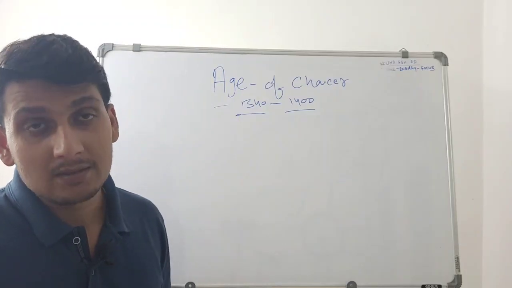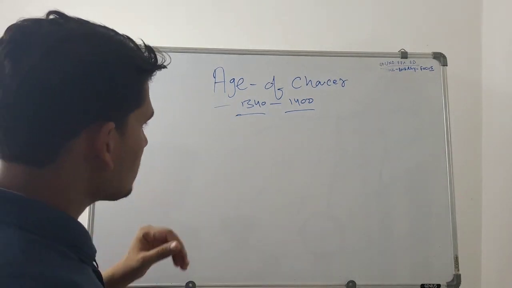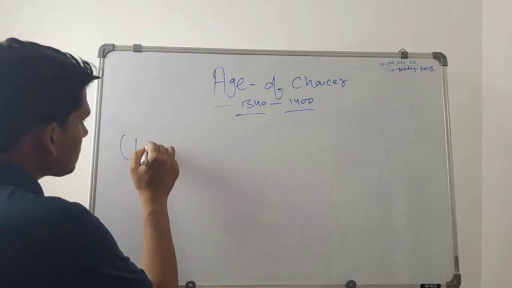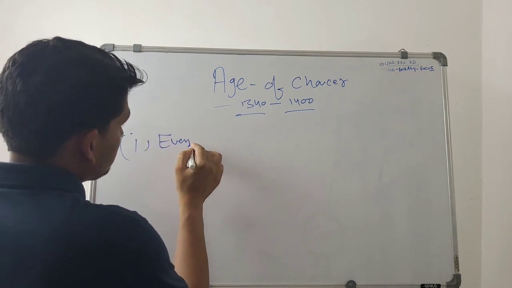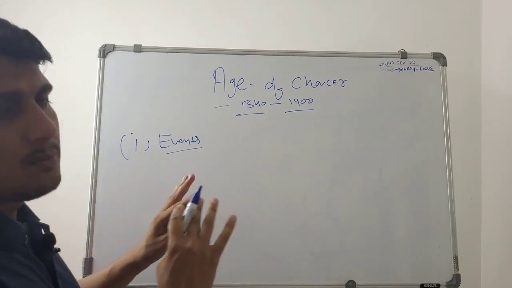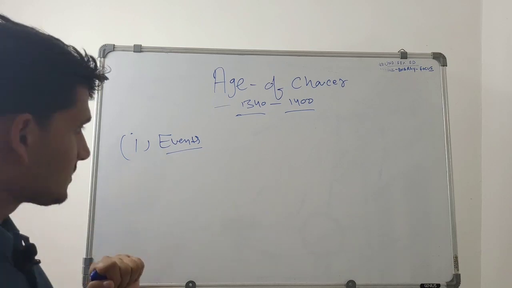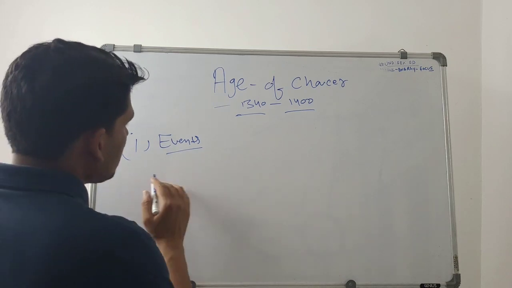Alright, so now in the age of Chaucer, there are certain areas. What are those areas? The very first thing is the events of the age. So without any further delay, I will directly jump into those concepts. Here we have three events which took place. The very first event is the Black Death.